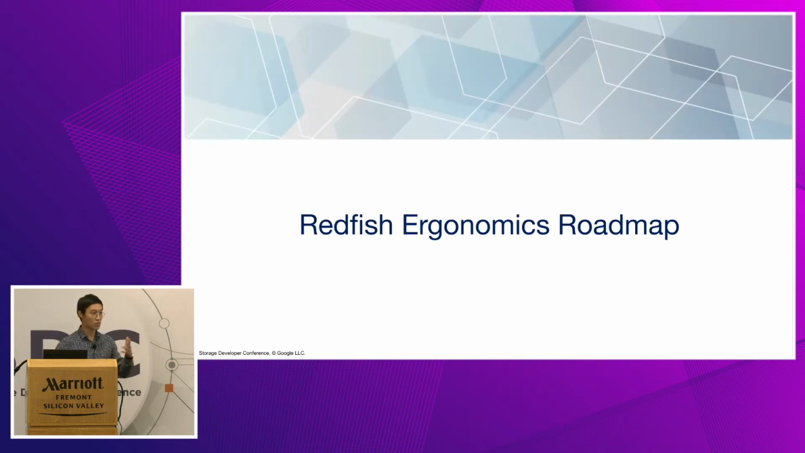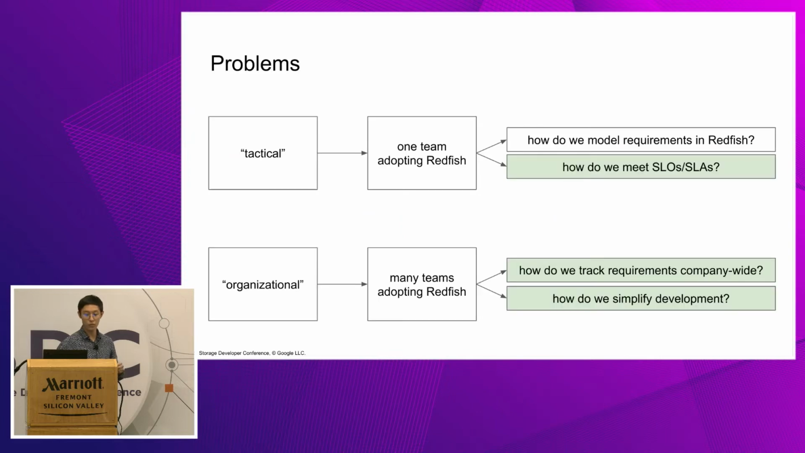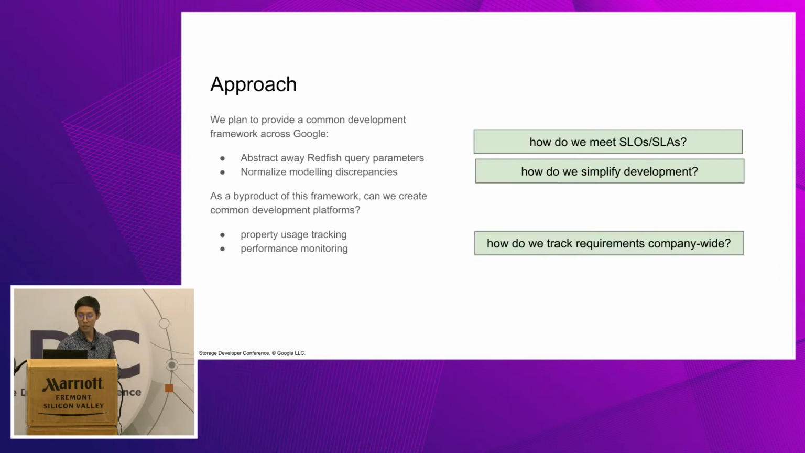So this is our roadmap. This is a tentative plan on what our company wants to work on in the coming quarters to help solve some of these problems. So the first part of this roadmap will address these 3 particular problems. Specifically, what our common development framework across Google we plan to look like. So we want to have this common framework so that for our clients we can abstract away all the performance implementation features and normalize some of the modeling discrepancies in the Redfish schema.